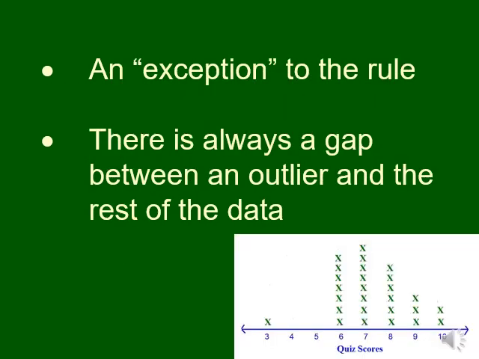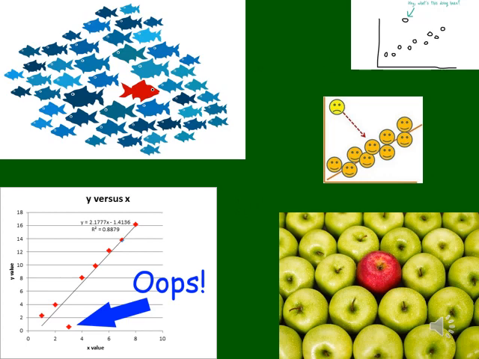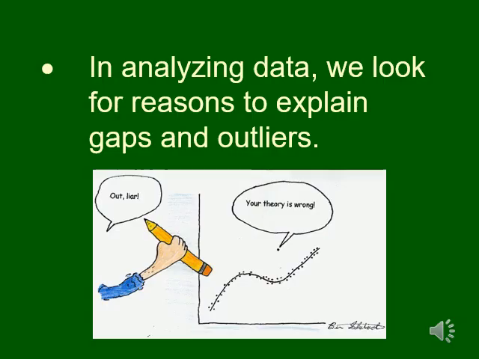I used the example before of maybe you have somebody that had a score on a test that was much better than everybody else that took the test. That would be an outlier. In the picture you're looking at here, there's somebody that did way worse than everybody else, and that makes them an outlier. Again, an outlier is just something that lies outside of the main stuff. It's different from the trend. When you're looking at data, you do want to recognize gaps and outliers, and basically ask yourself why.